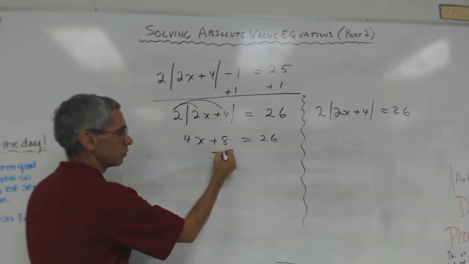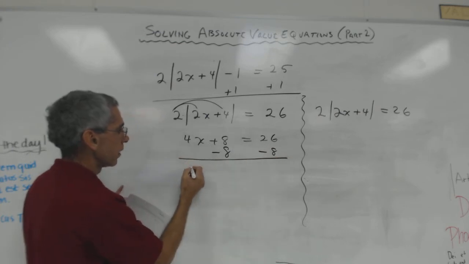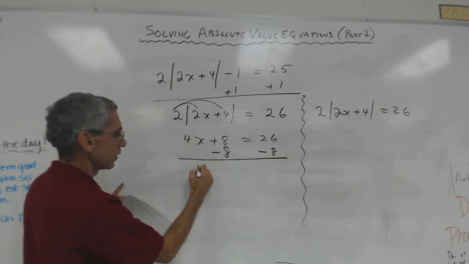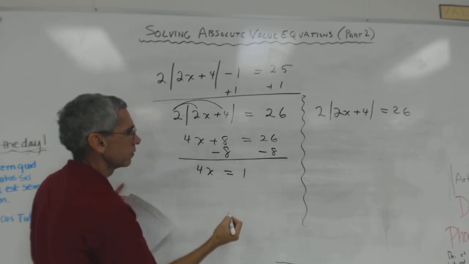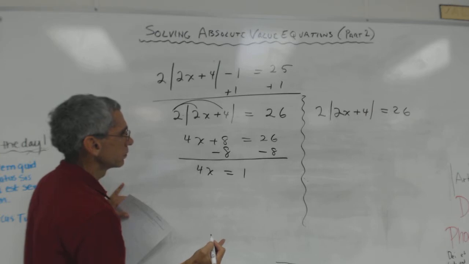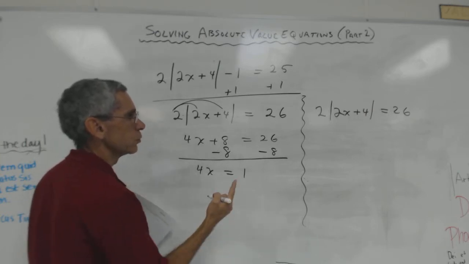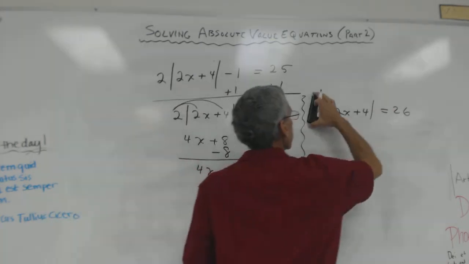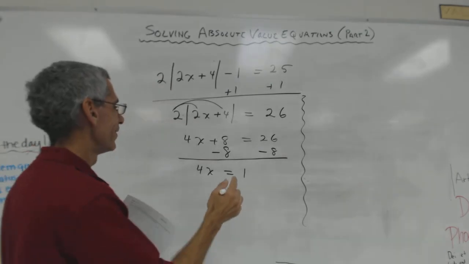Now I am going to subtract 8, right? I want my x's all by themselves, so I've got 4x equal to... What about the negative? What about the negative one? Oh yeah, good point. Shoot. Forget that. Thank you, Ben.